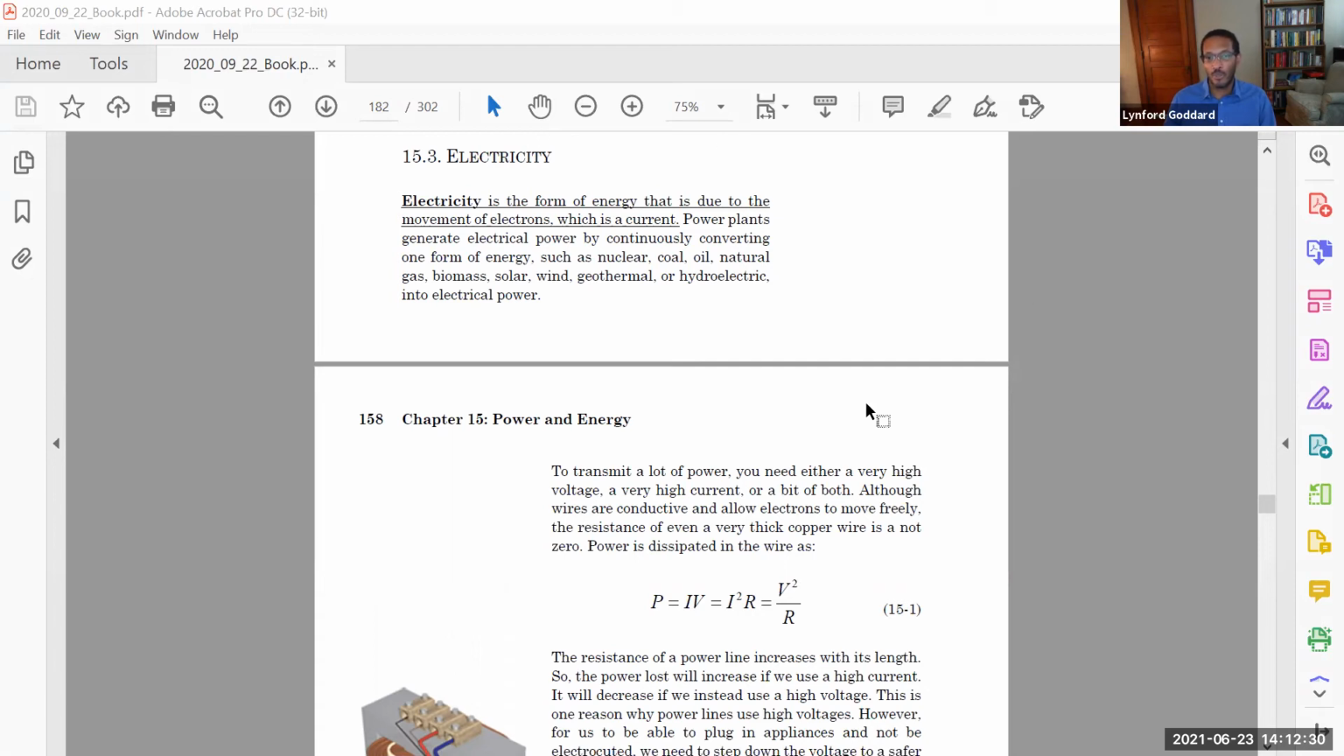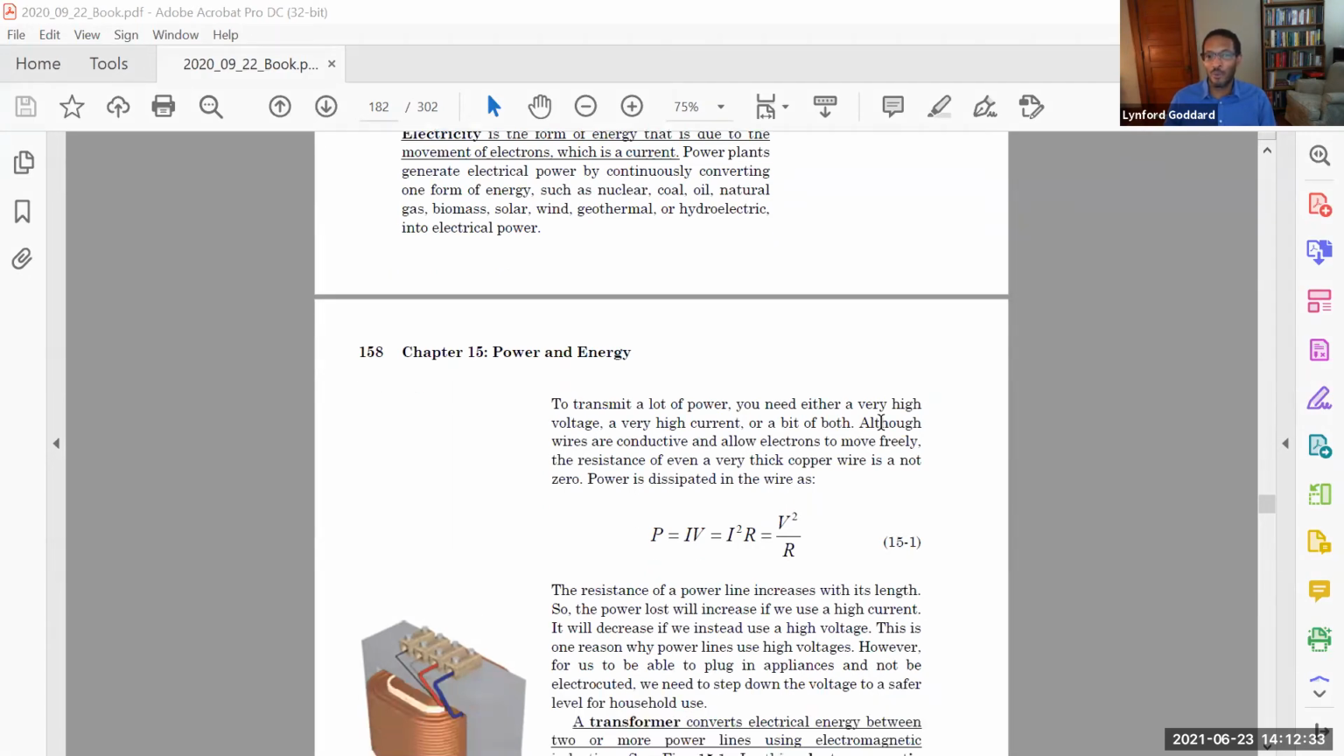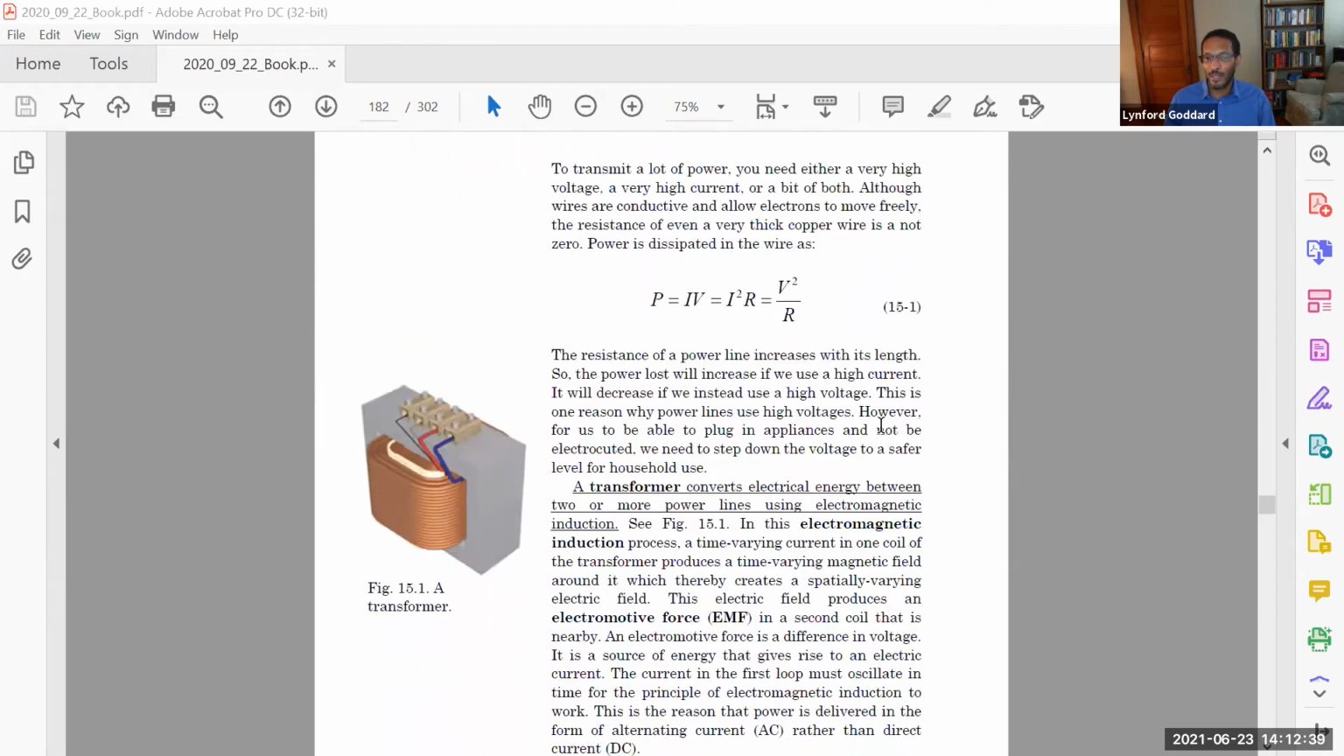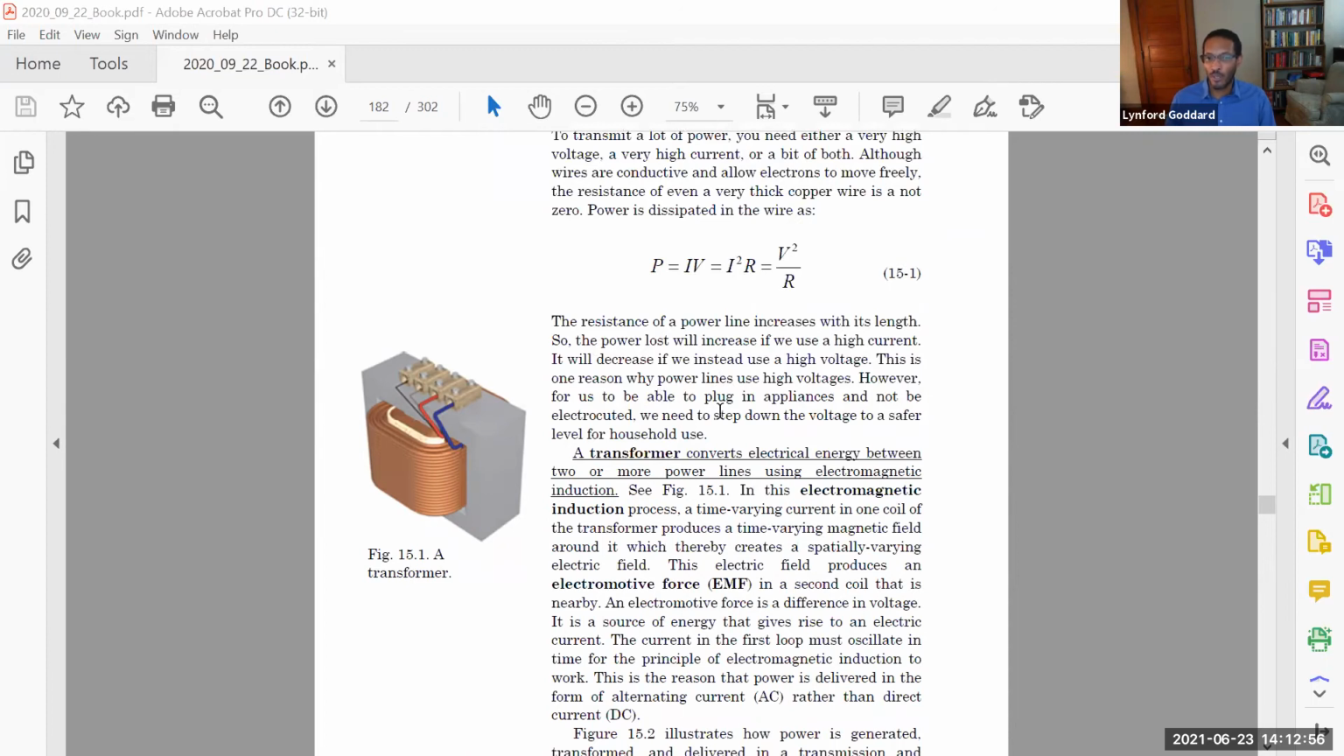Now, in order for us to use this very high voltage, this hundreds of thousands of volts, we need to safely step down that voltage to a level that can be used with household appliances. So the transformer, it's a series of magnetic wires, and it's a device that allows the conversion between one form of electrical energy to another form of electrical energy using the principle of electromagnetic induction. So we have a time-varying current in one of the coils that produces a time-varying magnetic field, and that therefore can create the spatially varying electric field and therefore transfer the power from a high voltage system to a lower voltage system, like 110 volts is a lower voltage system.